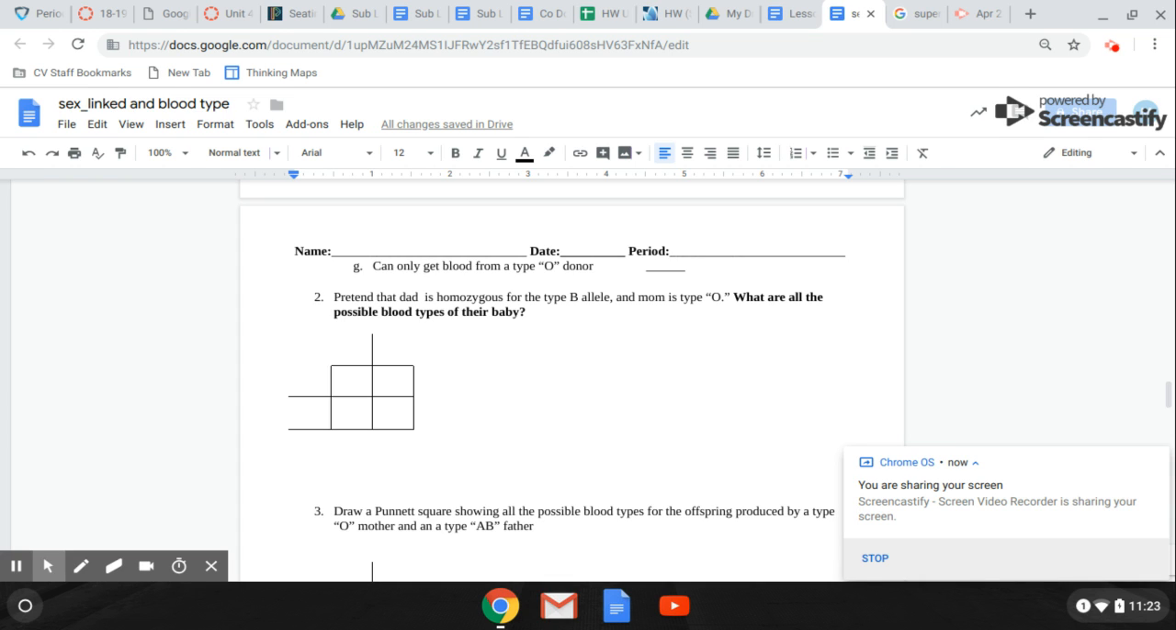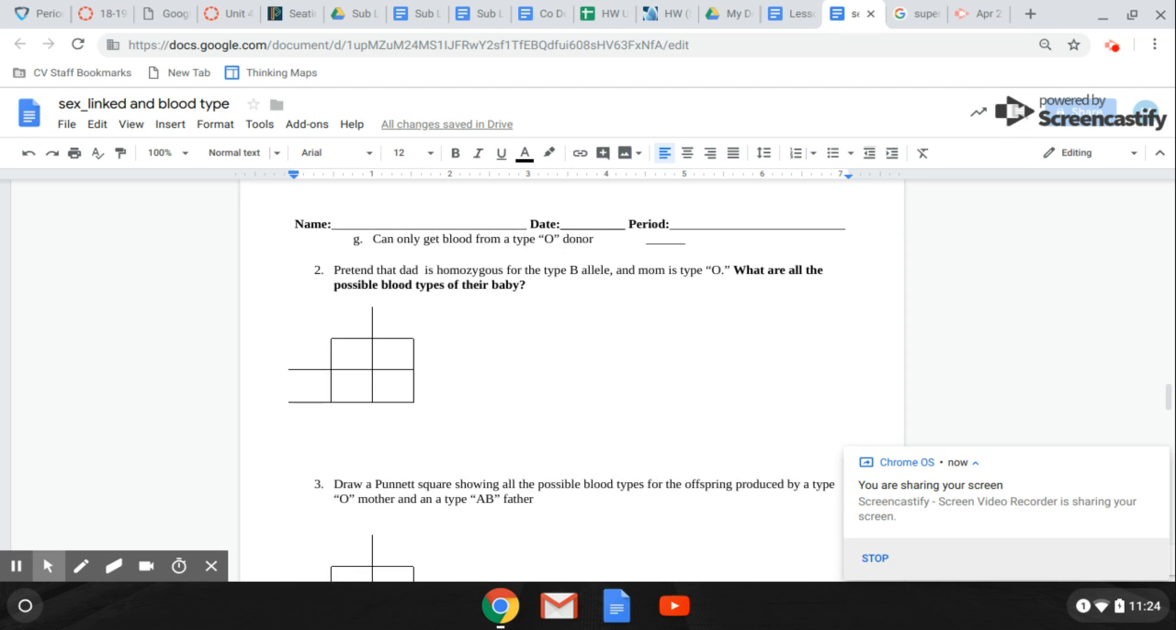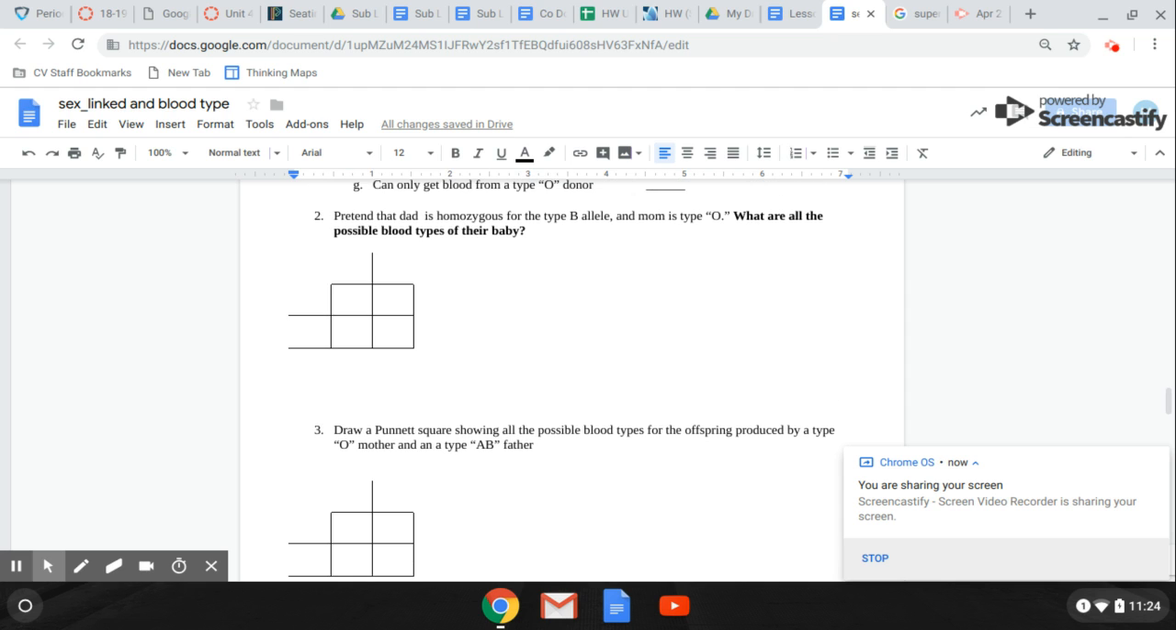Hello, we're going to get back into an example blood type problem. I'll be doing a couple of them with you so that you get used to it. The first part says, pretend the dad is homozygous for a type B allele, so homozygous type B, and mom is type O.